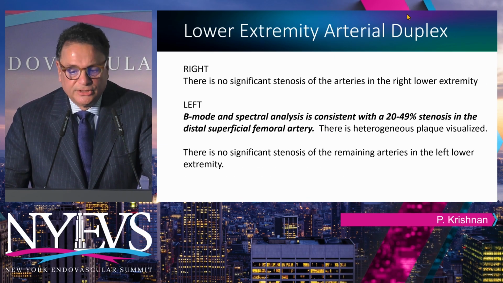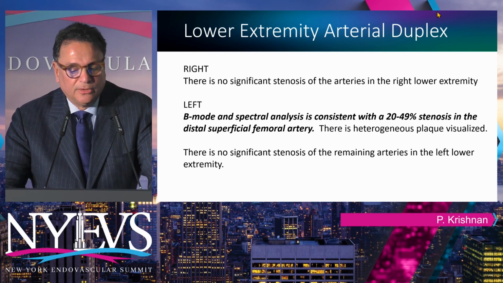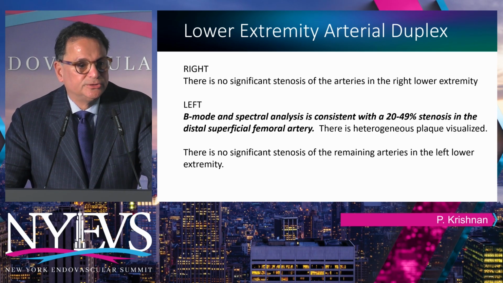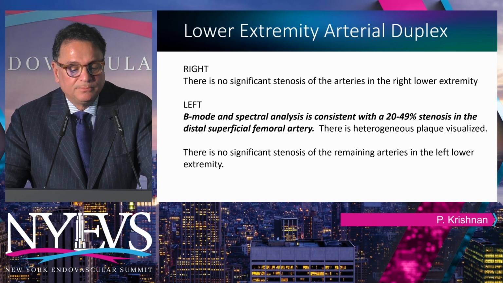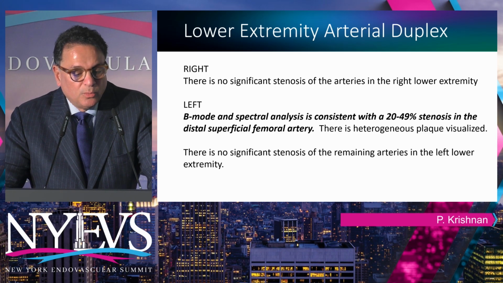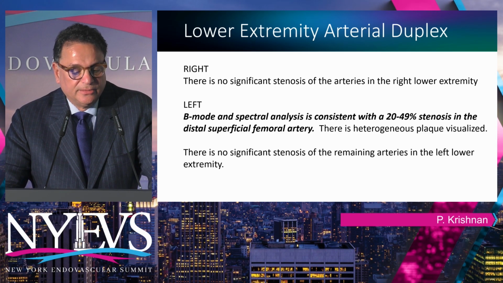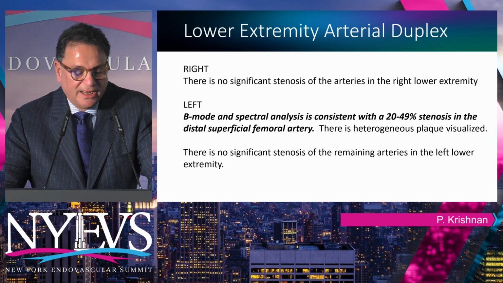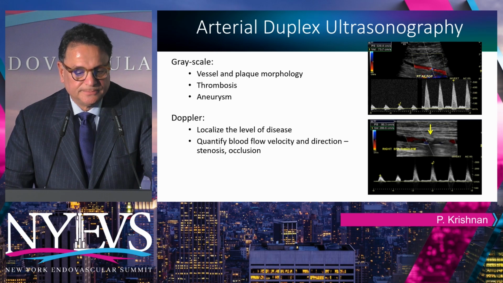So what we did in this particular patient was we said, you know what, let's go ahead and get a duplex. We got a duplex in this patient because we said, well, why skip the ABI and why get the duplex? We'll talk about that. When we did this, the B mode report comes back as 20 to 49% with heterogeneous plaque, no significant stenosis.